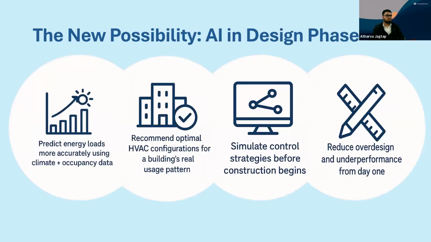So what new possibilities will come with AI in the design phase? We can predict energy loads more accurately using climate, occupancy load, and other weather conditions. We can recommend an optimal HVAC configuration for a building's real usage pattern. We can simulate control strategies before construction begins. And we can reduce over-design. Usually we over-design some systems, or get underperformance from day one. So these are the new possibilities coming in the design phase with AI.